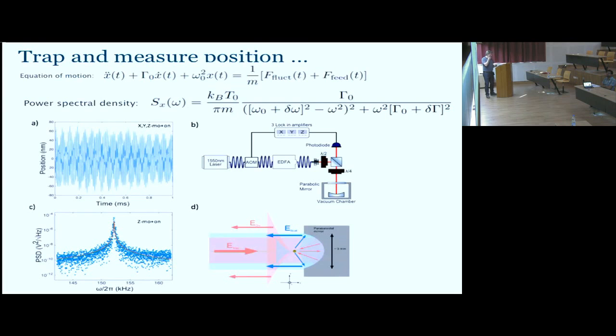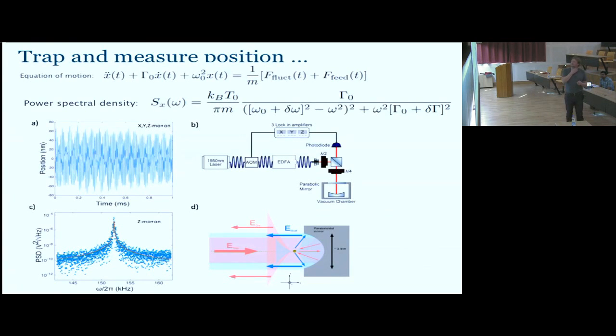Okay, so now that was the time domain. So now, again, here is a more complete version of the setup which we actually use. The parabolic mirror is here in the vacuum chamber. Actually, what we do for the experiment is very similar to what Nikolai explained.